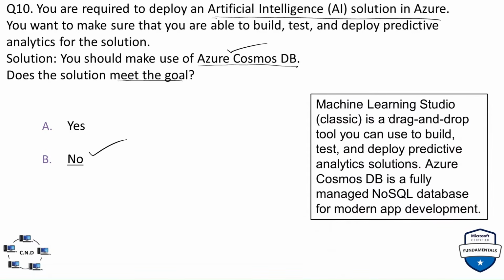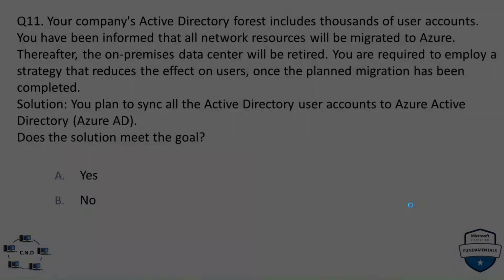Why? Because Machine Learning Studio is the right solution. It is a drag and drop tool you can use to build, test, and deploy predictive analytics solutions. Azure Cosmos DB is a fully managed NoSQL database for modern app development.